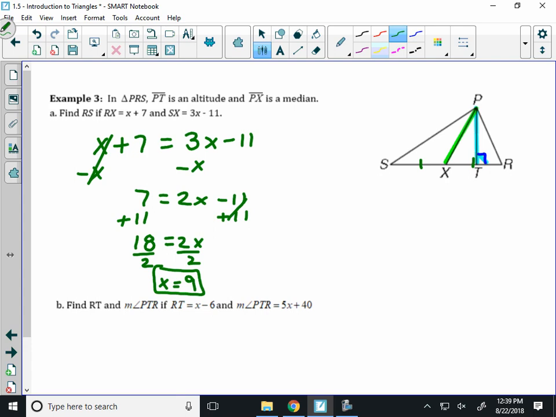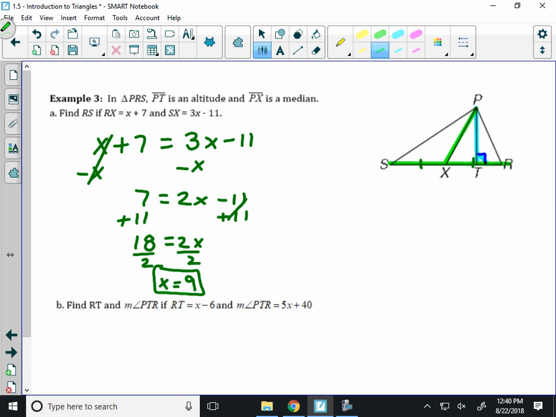No. What do the directions tell us to find? RS. Okay, so I'm going to go to my diagram. I'm going to highlight RS. Again, what the heck? They didn't give me an equation for RX. We had a problem similar to this yesterday. What can we do to figure out what RX is?